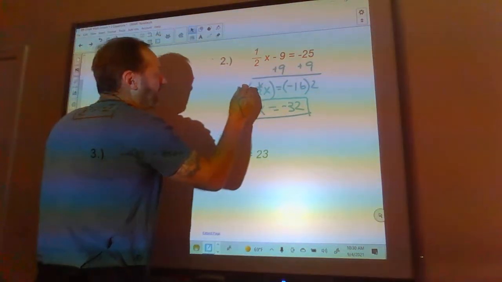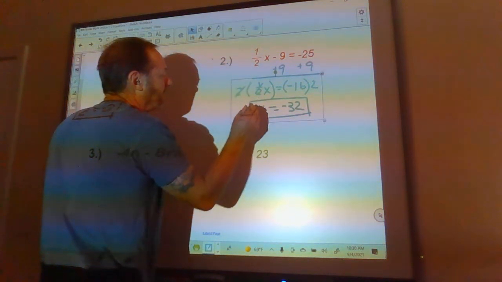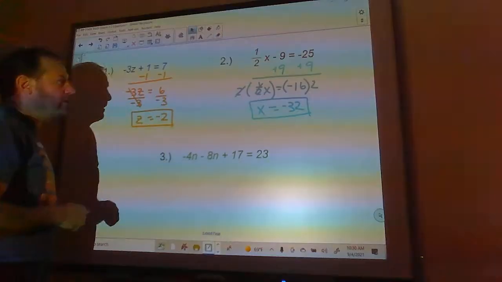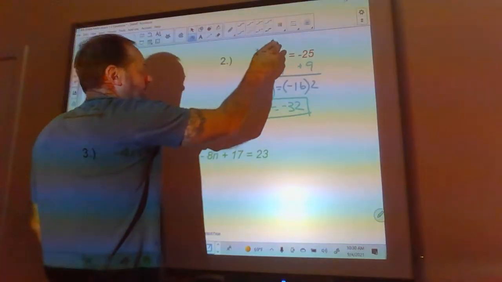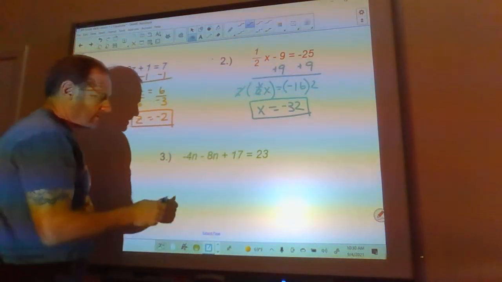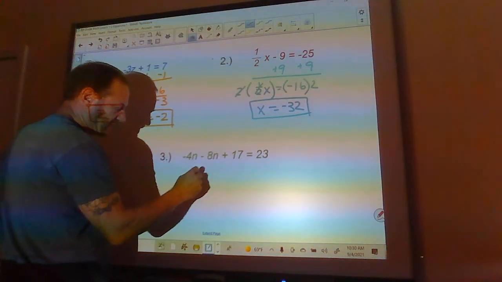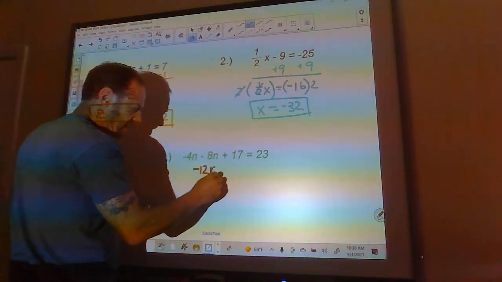It might make it stand out a little bit better if I make... No, maybe not. Okay, so this next one... all right, I've got like terms here. I want to combine those first. So -4n minus 8n, that's -12n.